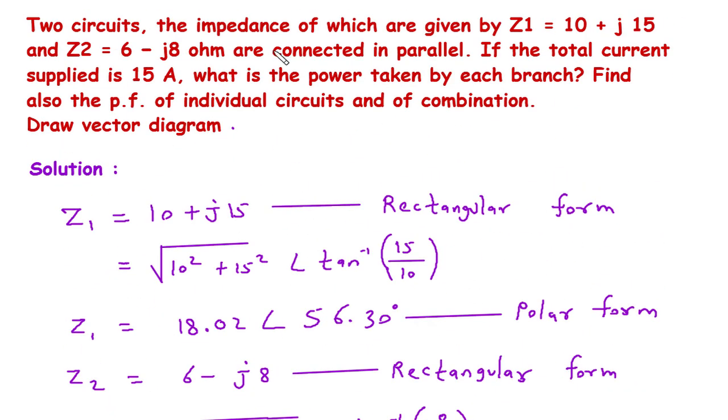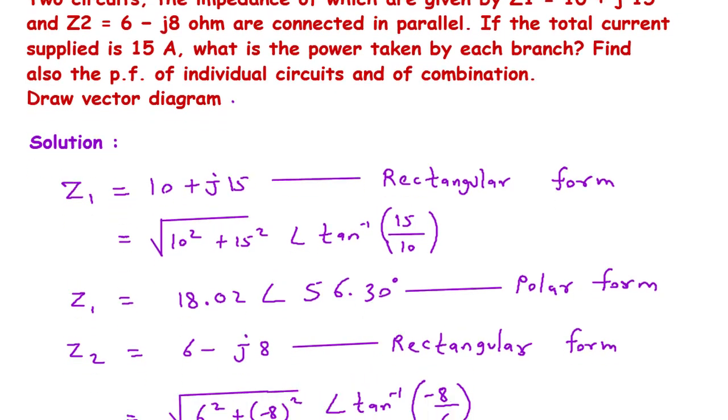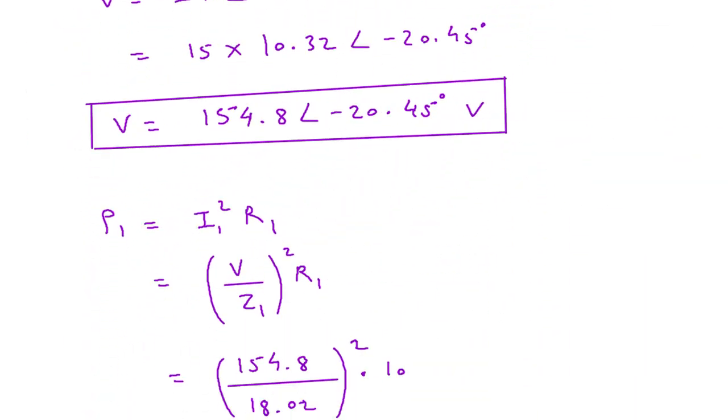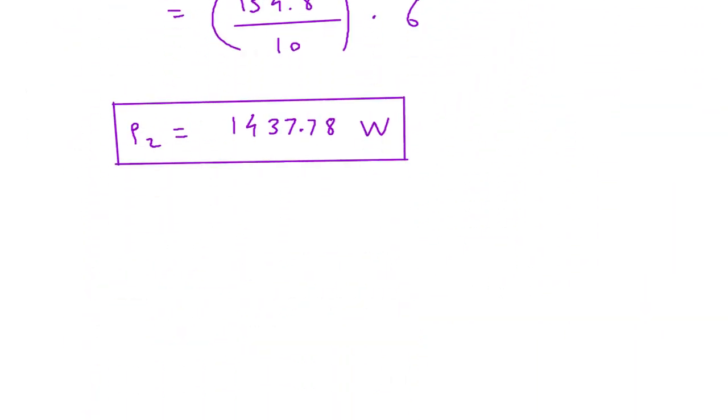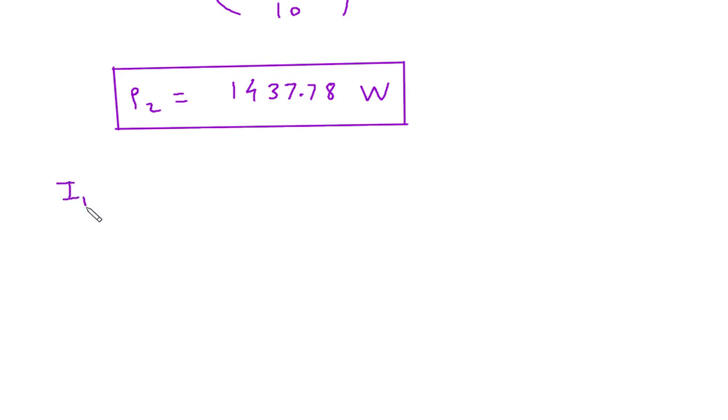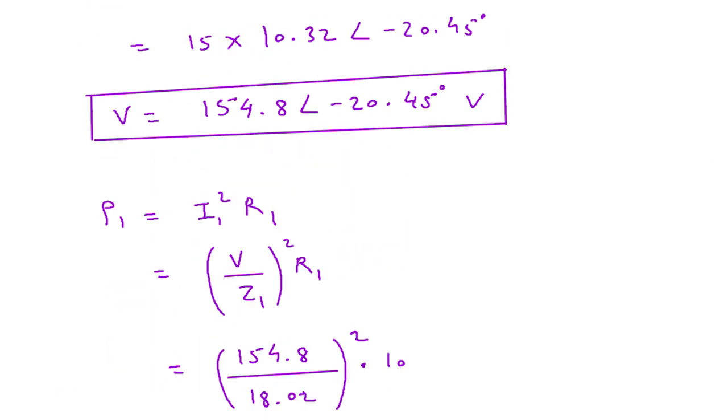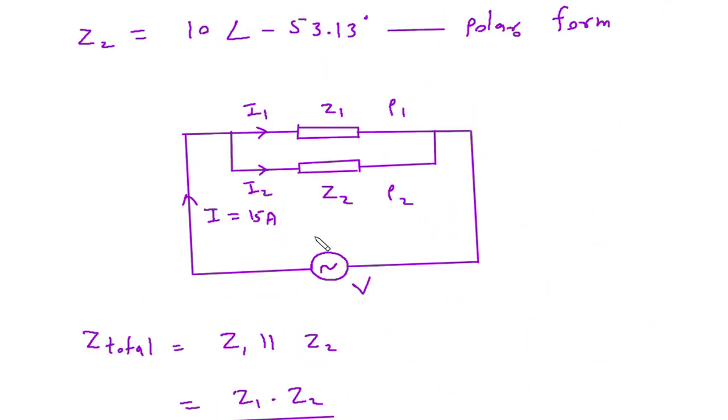Now next we have found the power taken by each branch, then we also have to find the power factor of individual circuits and combination. So next we have to find power factor. To find power factor, first of all again we have to find I1 and I2. So I1 will be equal to again V upon Z1.